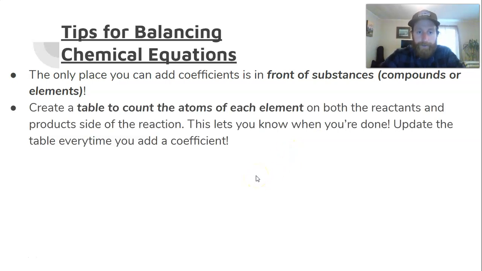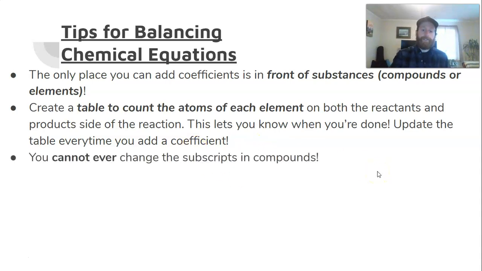Definitely create a table to count the atoms of each element on both the reactants and product side. This lets you know when you're done. Update the table every time you add a coefficient. So you make a move by adding a number to one of those lines you just drew in, and then when you make a move, you update your table. And hopefully, as you practice this more and more, you'll start making more and more strategic moves that get you towards solving the problem.